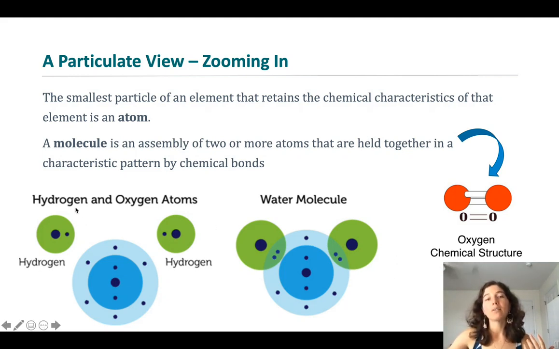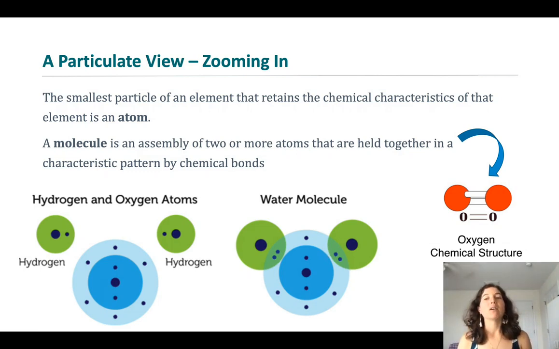All right. So inside of here, you can see our different atoms. This is a water molecule here. We've got an oxygen atom, which is the blue thing, and then we've got our hydrogen atoms, which are the green things. Now, this other definition here is on molecules. A molecule is an assembly of two or more atoms that are held together in a characteristic pattern by chemical bonds. Cool. Okay, so water molecule, we stick our atoms together, right?